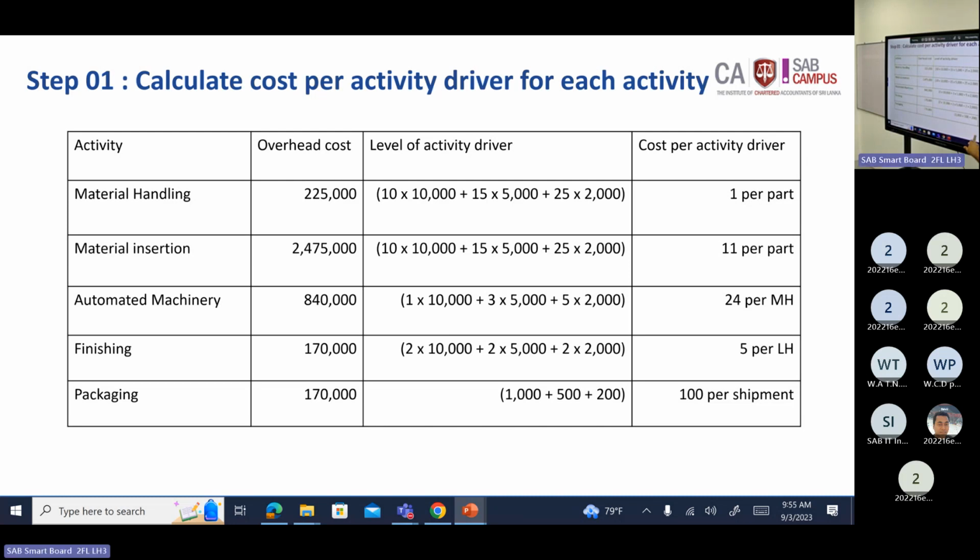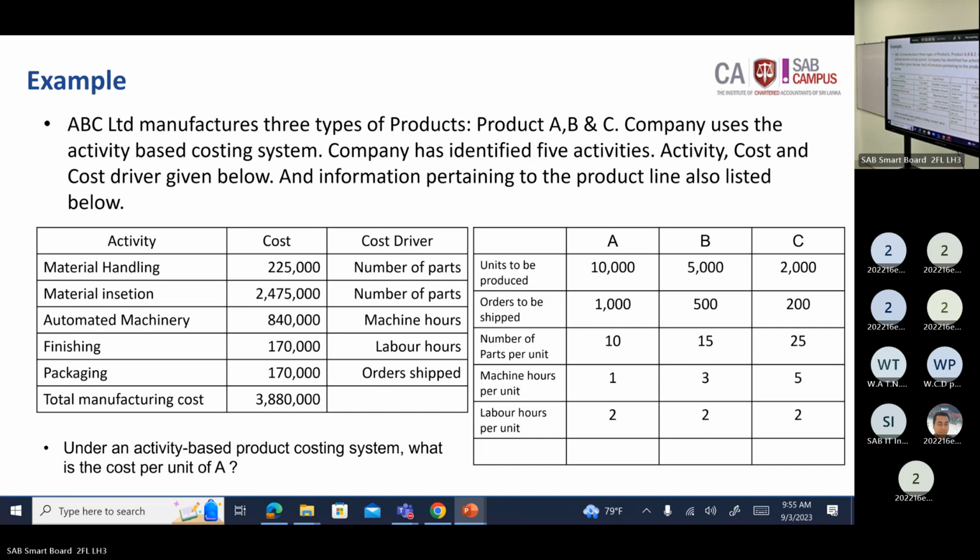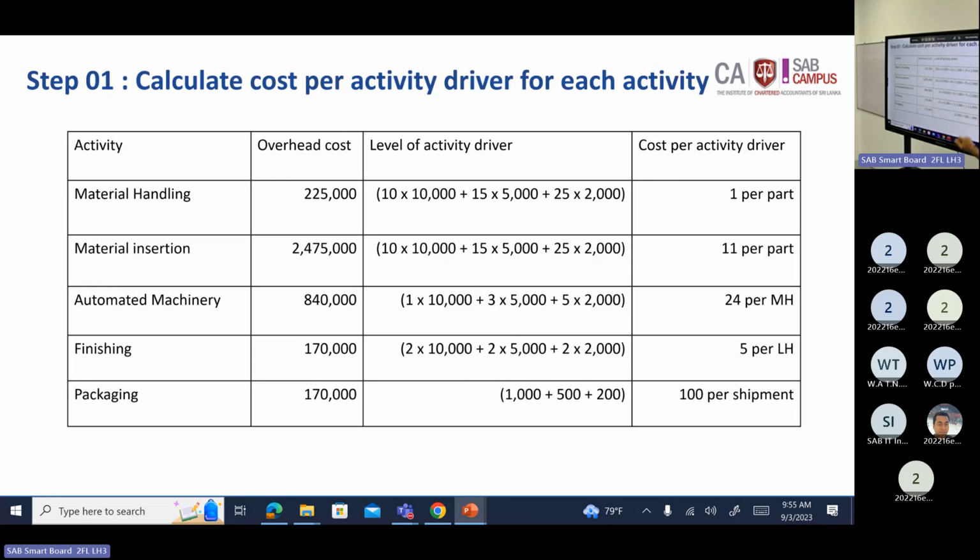Packaging based on orders. Orders shipped. ඒක නම් total එක දීලා තියෙනවා. ඒක product A වල 1,000, product B 500, product C 200. So altogether 1,700. The packaging cost is 170,000. So 170,000 divided by 1,700. So this is 100 per shipment.